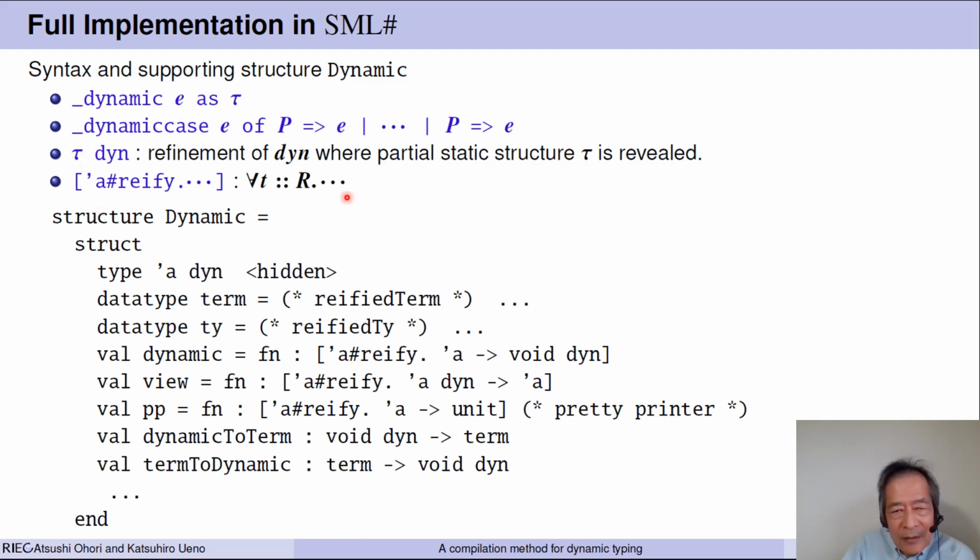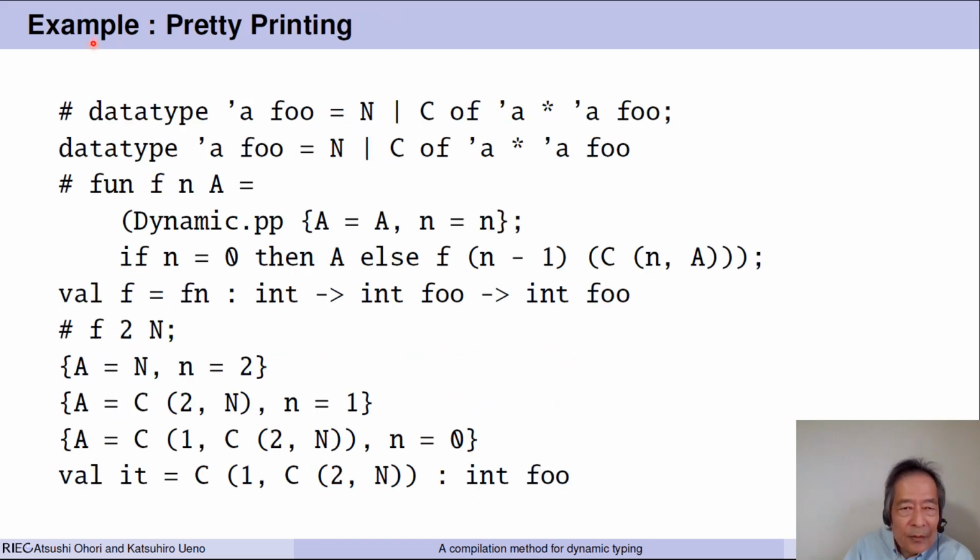And now this bound is written in this way, and the supporting dynamic structure consists of various useful functions, including injection, dynamic function, pretty printer, and view, which takes a partial dynamic type and returns the static part, the non-static part. We show some examples. First is pretty printing. Dynamic PP is a pretty printer which is polymorphic and first class. Right? So that means you can use this anywhere you want, as far as it's type correct.